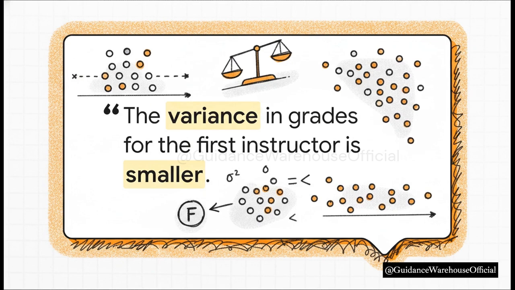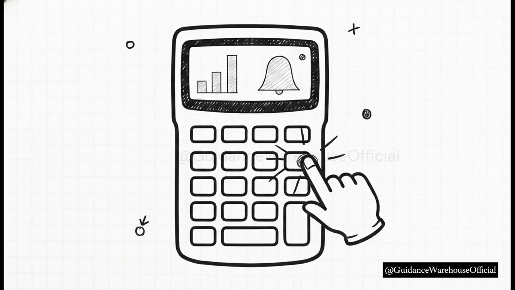At a 10% level of significance, the data gives us sufficient evidence to conclude that the variance in grades for the first instructor is definitively smaller. We didn't just guess by eyeballing the numbers. We proved it mathematically using the F-test. Mystery solved.